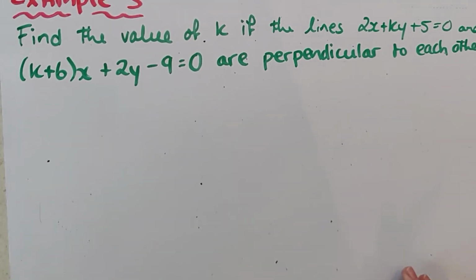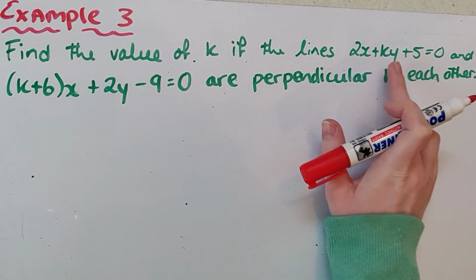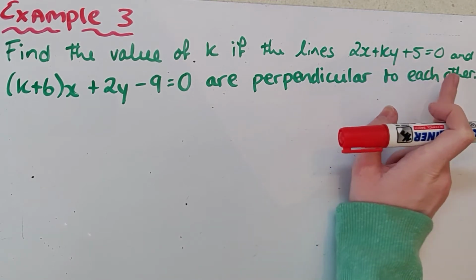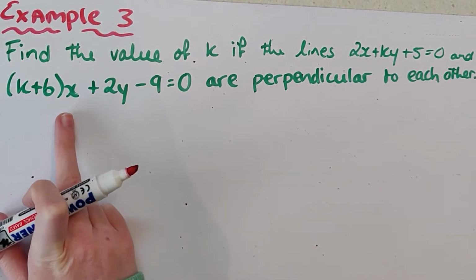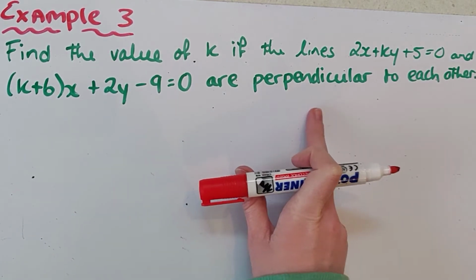Now, example 3 is going to be the first one we look at here today, guys. Example 3 says find the value of k if the lines 2x plus ky plus 5 equals 0, and k plus 6 by x plus 2y minus 9 equals 0 are perpendicular to each other.